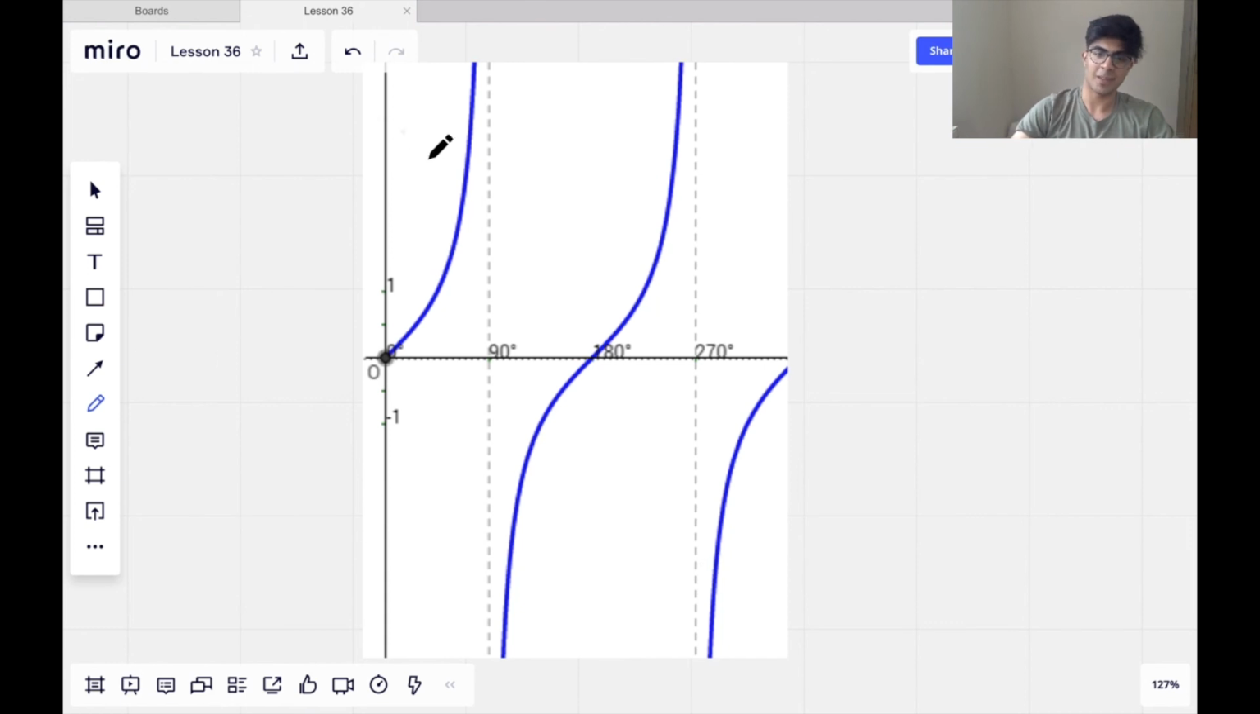I'm not going to again talk about where it comes from. That's a bit more complicated. But you kind of just have to look at this and memorize what it looks like. And the tan curve actually repeats every 180 degrees.